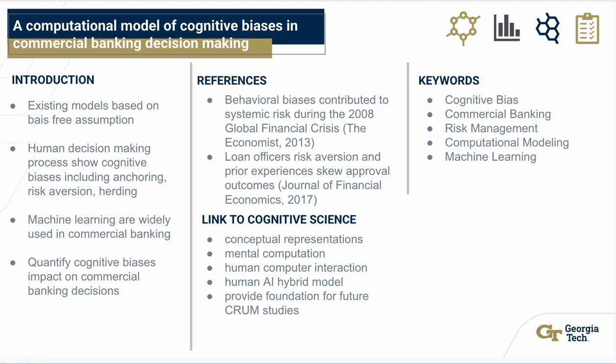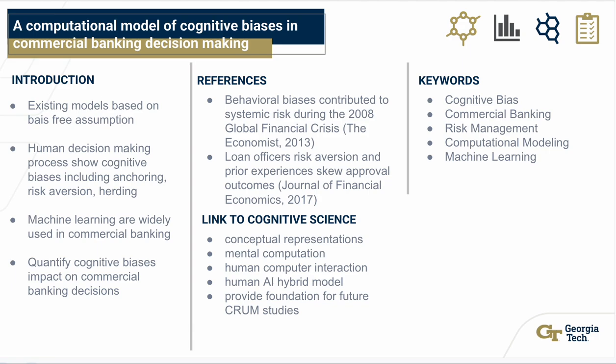But it's not always true, because officers usually show their bias during decision making, such as group thinking and risk aversion. So this research provides a tool to quantify cognitive biases and show how much impact they have on those decisions. There's a couple of references that show the importance, such as in 2008, behavioral biases contributed to systematic risk in the global financial crisis.